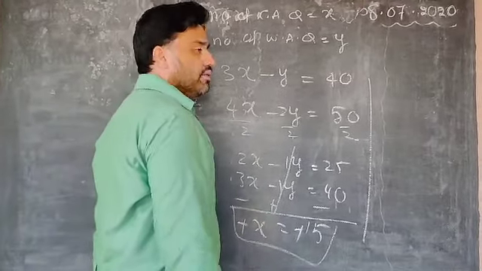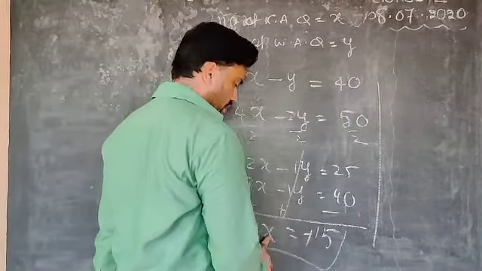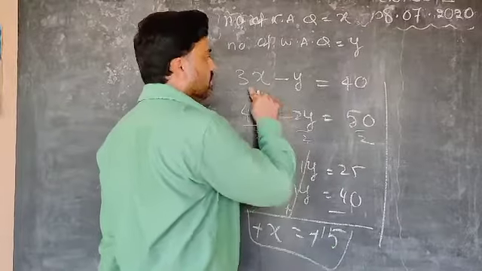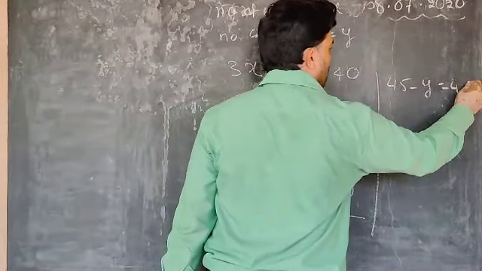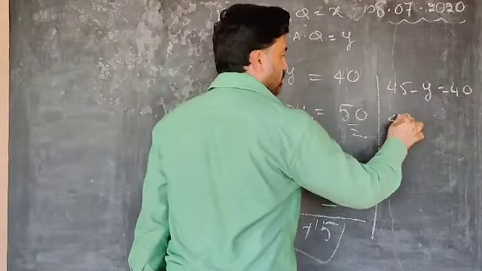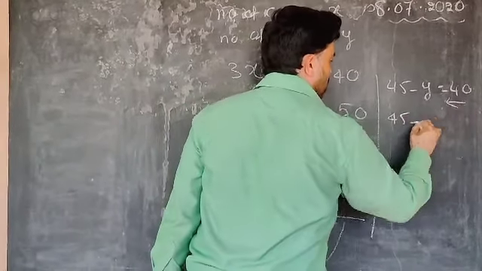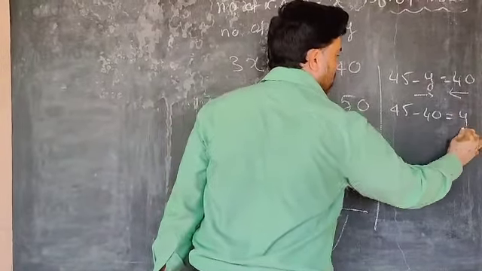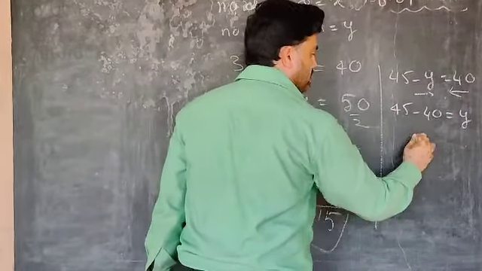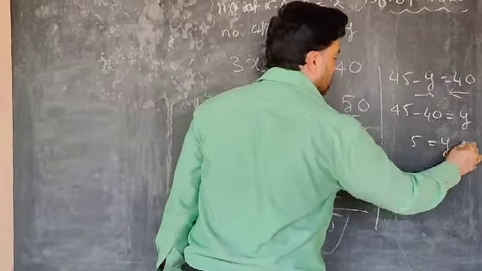Next, in the first equation, you take 3x is equal to what now? 15. 3 into 15, 45 minus y is equal to what now? 40. Okay, what you will do? 40 you take to the left so that it becomes minus 40. Minus y you send to that side, it becomes plus y. 45 minus 40 is 5 and that is y.